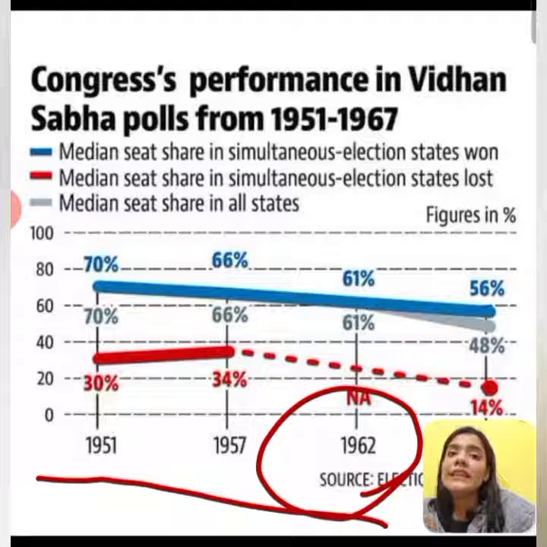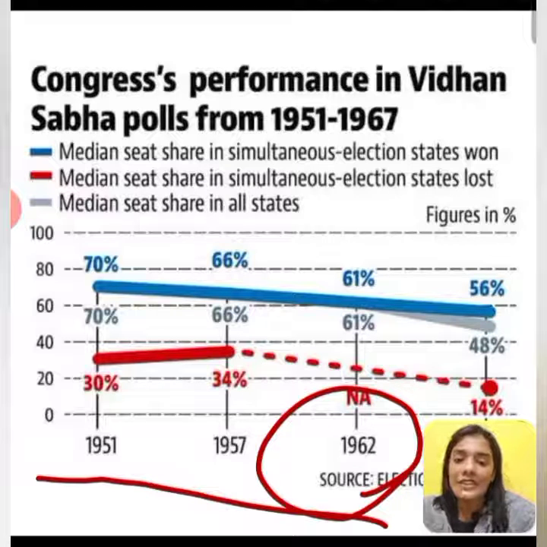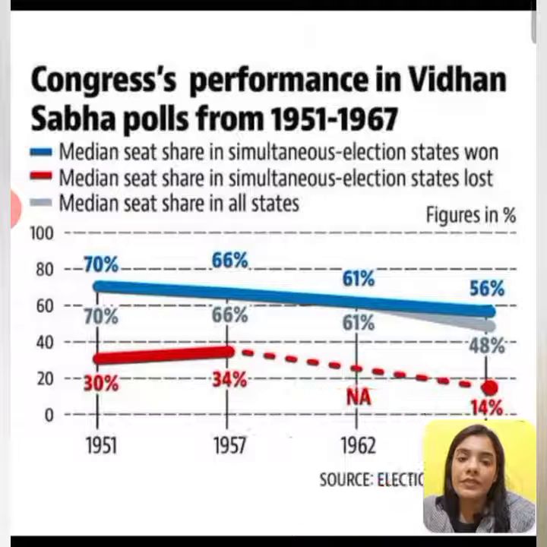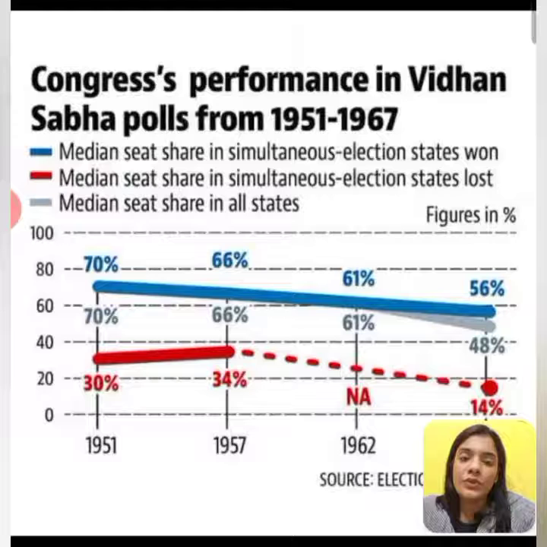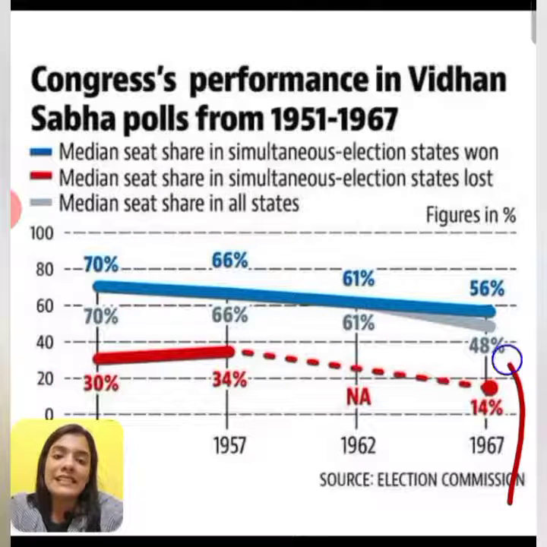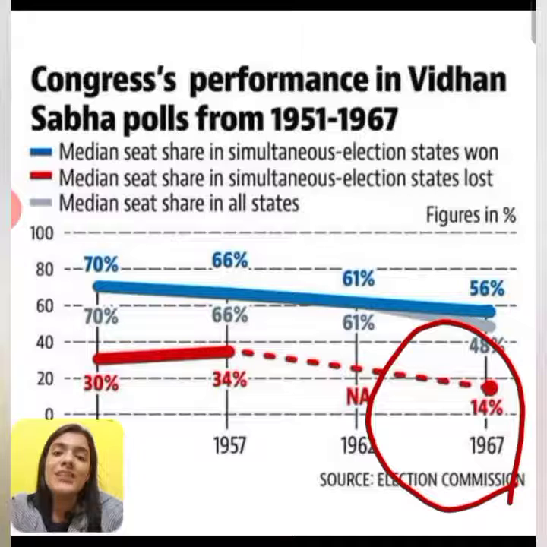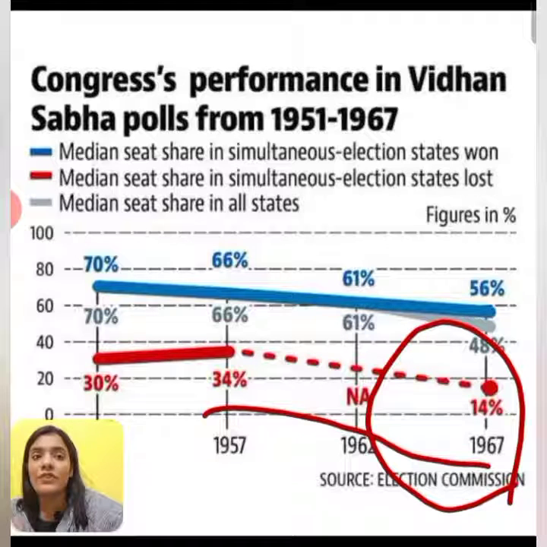In the year 1967, it proved to be the turning point of the Congress. See, I am showing you. Basically, what happened? See, the year 1967, it was the turning point. The graph started declining. It proved to be the turning point for the Congress.